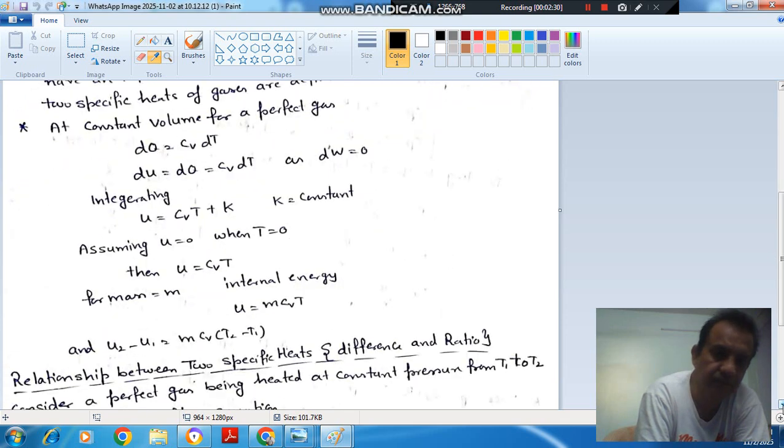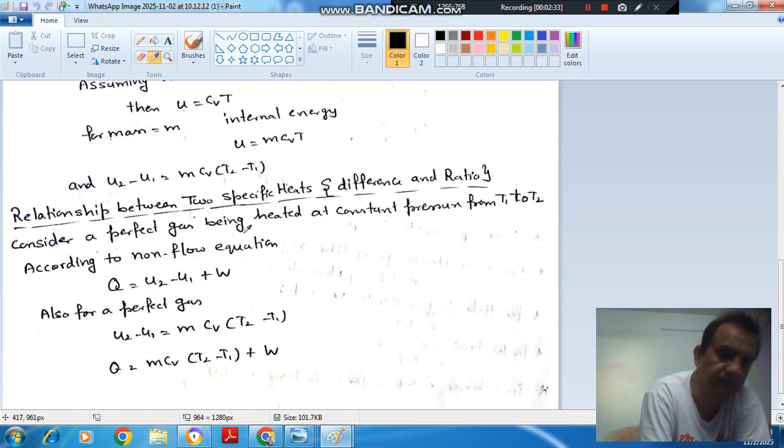Now we will draw the relationship between these two specific heats, Cp and Cv, assuming a constant pressure process and applying the first law of thermodynamics. Then Q will be equal to U2 minus U1 plus W, and U2 minus U1 is equal to mCv(T2 minus T1). That is the change in internal energy for any process.